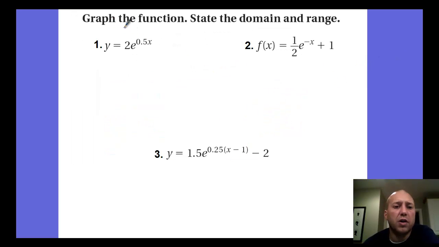So here we have the 2 is our a value, and then 0.5 is our r value. So it's talking about growth here. Now, just because it's a 0.5 doesn't mean it's decaying. We're looking for r values that are less than 0 to state a decay. So this is still going to be exponential growth even though we have that decimal value.